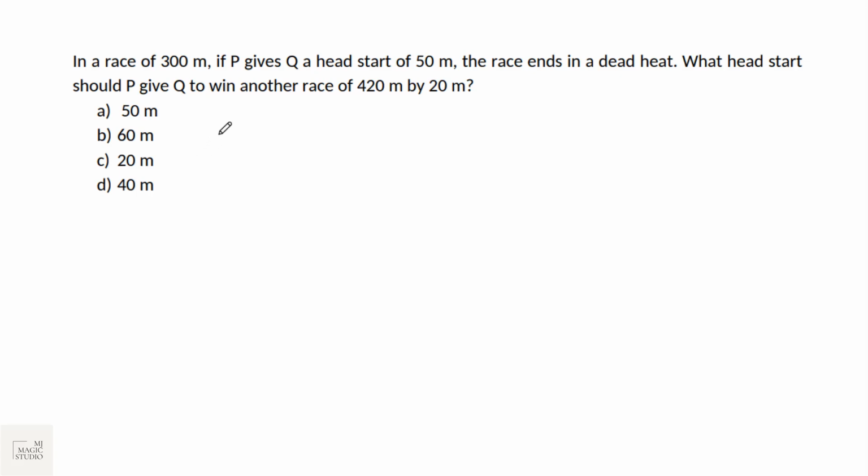Question from races and games. Let's see. In a race of 300 meter, P gives Q a start of 50 meter and the race ends in a dead heat. That means both reach the end point at the same time. Time taken by P to cover 300 meter at the speed of P is 300 by P. Time is equals to distance by speed. And the time taken by Q to cover only 250 meter at its own speed is 250 by Q.